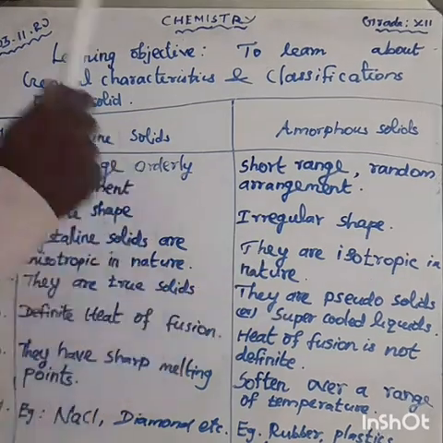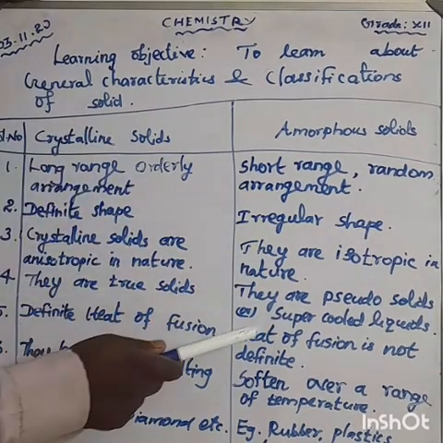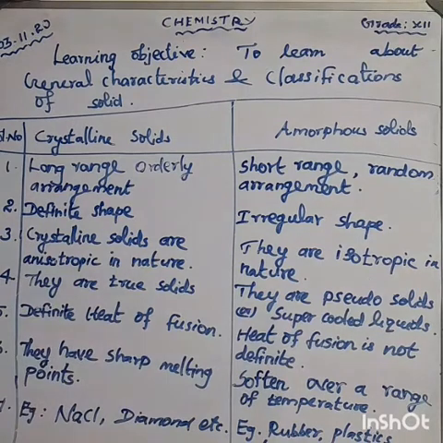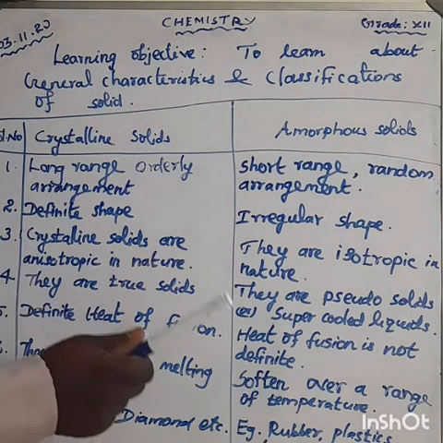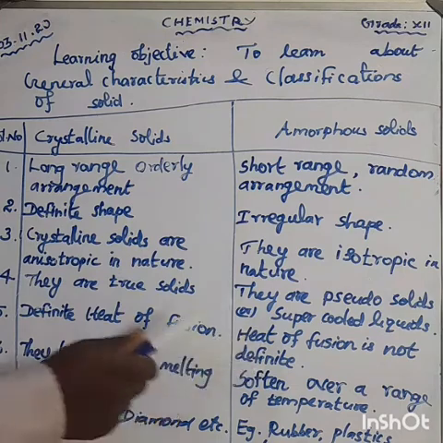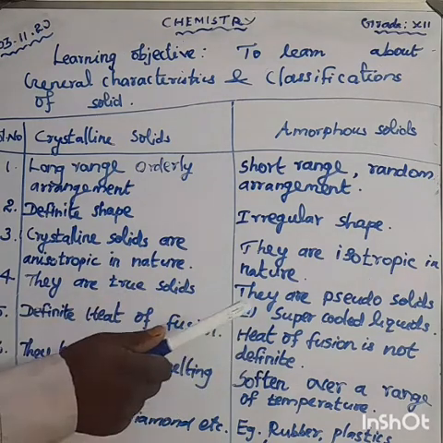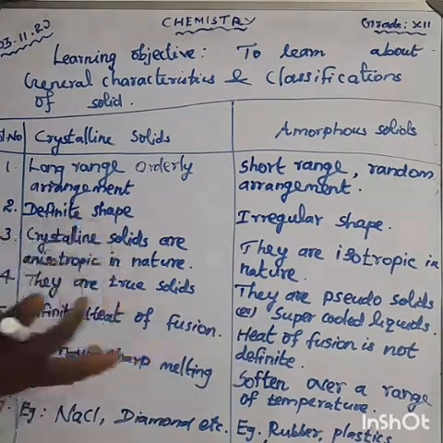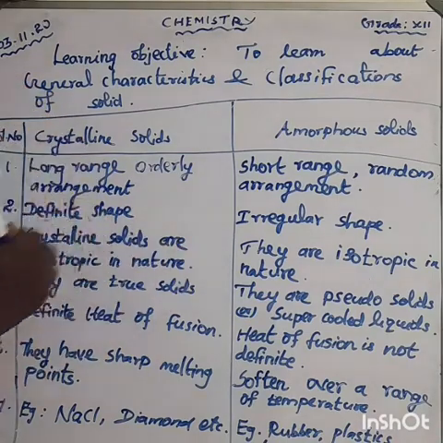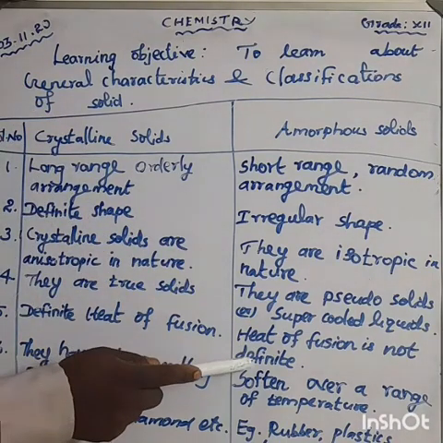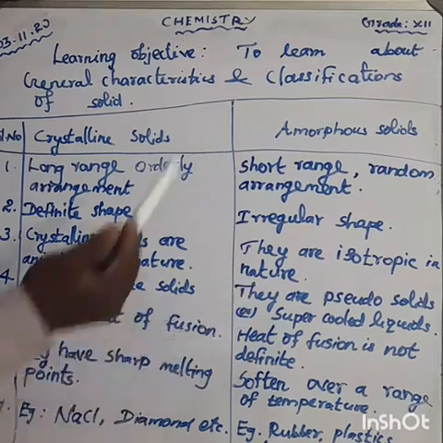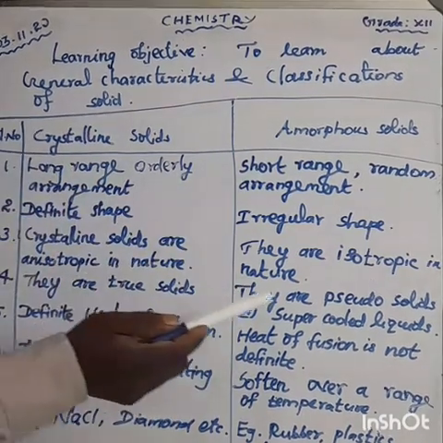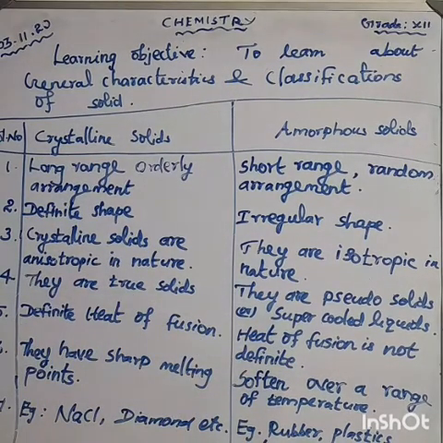Here they have no definite heat of fusion. Heat of fusion is not definite. And here, they have a sharp melting point. Here, they gradually soften over a range of temperature and so cannot be molded. Here, they are gradually softened over a range of temperature and so can be molded.